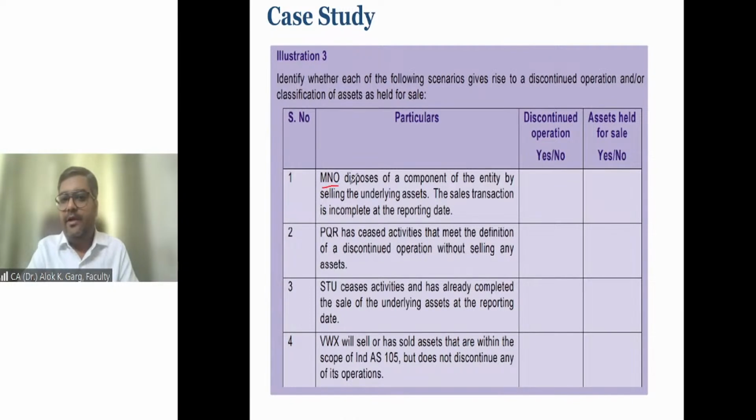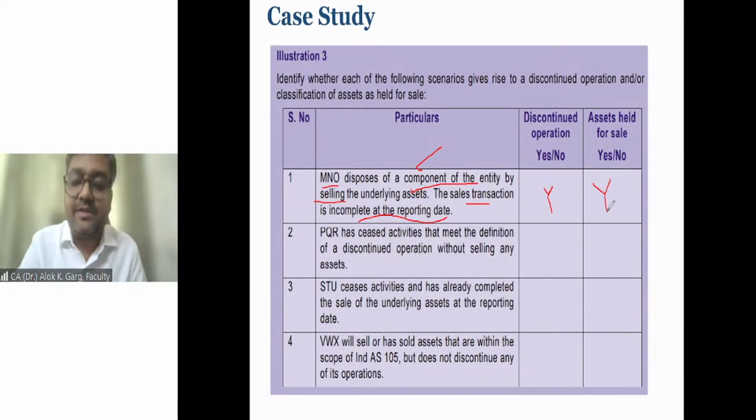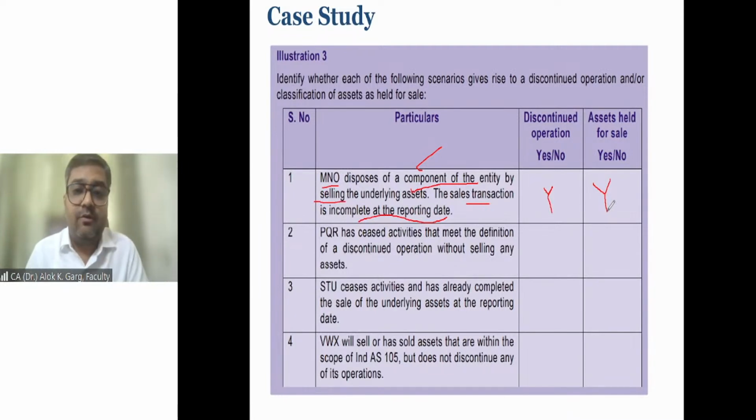MNO, a company, disposes of a component of the entity by selling the underlying asset. It disposes of a component, so it is a discontinued operation. Answer is yes. The sale transaction may be incomplete at the reporting date, right? So whether it is held for sale, yes, this discontinued operation also includes disposal group held for sale. This is a discontinued operation and this is a case of disposal group held for sale also.